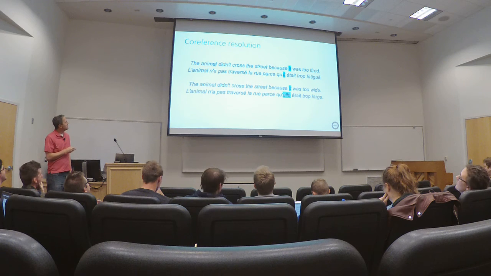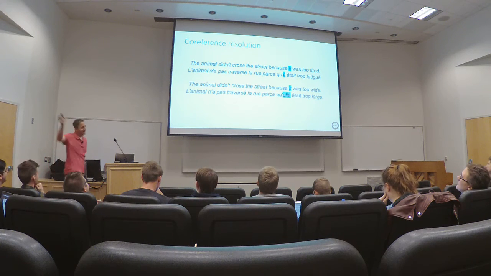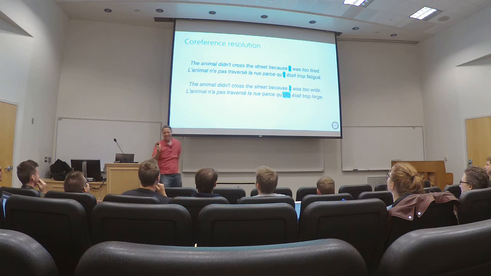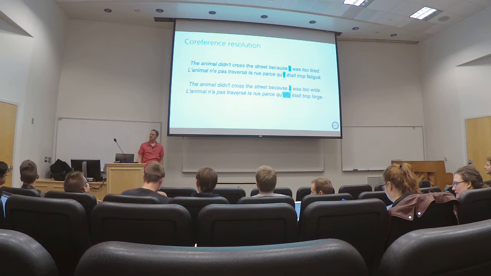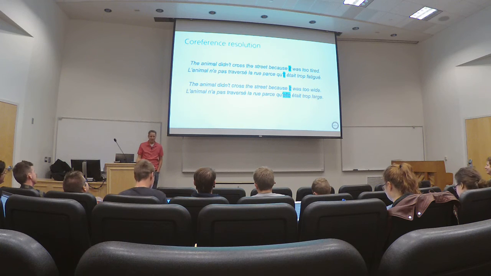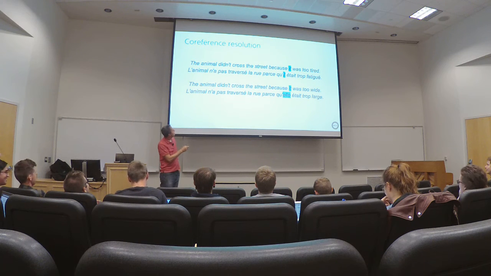Okay. But consider this sentence: The animal didn't cross the road because it was too wide. What does it refer to? Probably the street. Thank you, Will. That was the right answer. Good point. So in this case, it refers to the animal. In this case, we think it refers to the street.